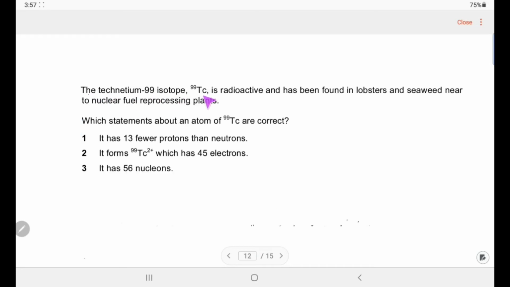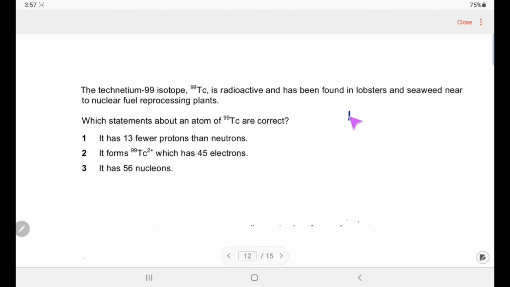The technetium-99 isotope is radioactive and has been found in lobsters and seaweeds near nuclear fuel reprocessing plants. Now, it is the same kind of question that we have solved earlier, but over here there are some differences, and the angle of the question is a little bit different. Which statement about an atom of technetium is correct? First, it has 13 fewer protons than neutrons. Second, it forms technetium 2+, which has 45 electrons. Third, it has 56 nucleons.